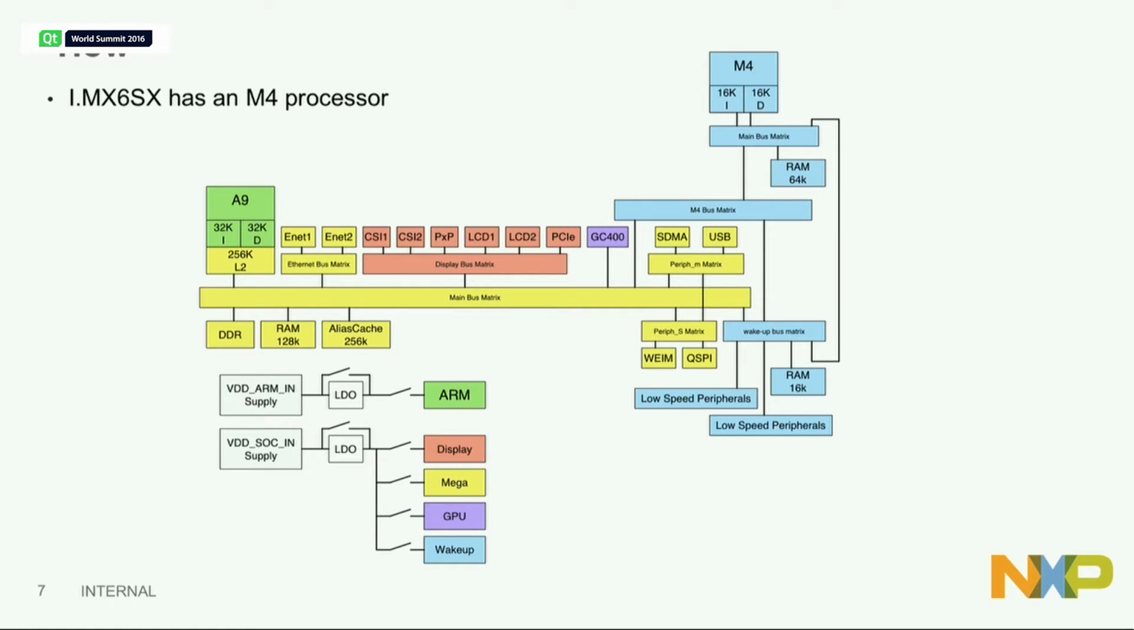So we have this 64K RAM here associated with the M4, and we call that in our vernacular TCM RAM, tightly coupled memory. But it's just RAM. It goes through one layer of bus matrix, so it takes 1 clock to get there. If I look here, that's 2 or 3 clocks for each bus matrix, so that's 6 clocks or so.